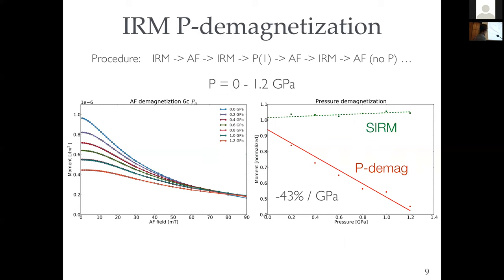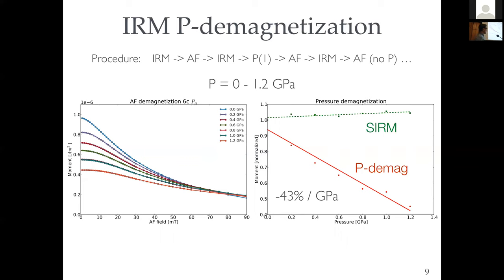And you can see that as we increase in pressure, so this is the 0.2 GPa value, we lose some of the magnetic moment, and we demagnetize parts that have coercivities up to about 40 microtesla. As we increase in pressure, we demagnetize more, and we also demagnetize parts that have higher coercivities. So pressure demagnetization affects mostly the lower coercivities, but the higher the pressure is, the higher the coercivities that are affected. If we plot the demagnetization of the IRM versus pressure, you can see that we lose about 43% per GPa of an IRM moment, which is quite a lot.